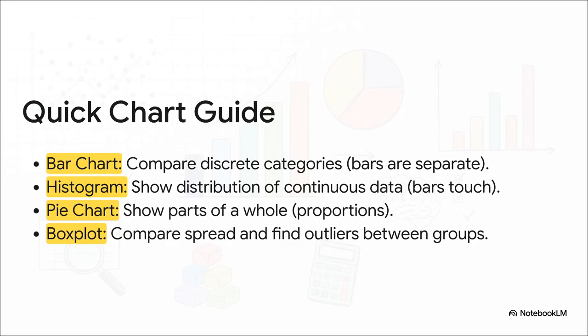Now, to see the shape and distribution of continuous data, like test scores, you need a histogram. Notice how the bars touch? That's to show the data is continuous. A pie chart? Super simple. Use it when you want to show parts of a whole, like the percentage of students in different majors. And finally, a box plot is an amazing tool for comparing the spread, that standard deviation and IQR we talked about, across several different groups all at once.